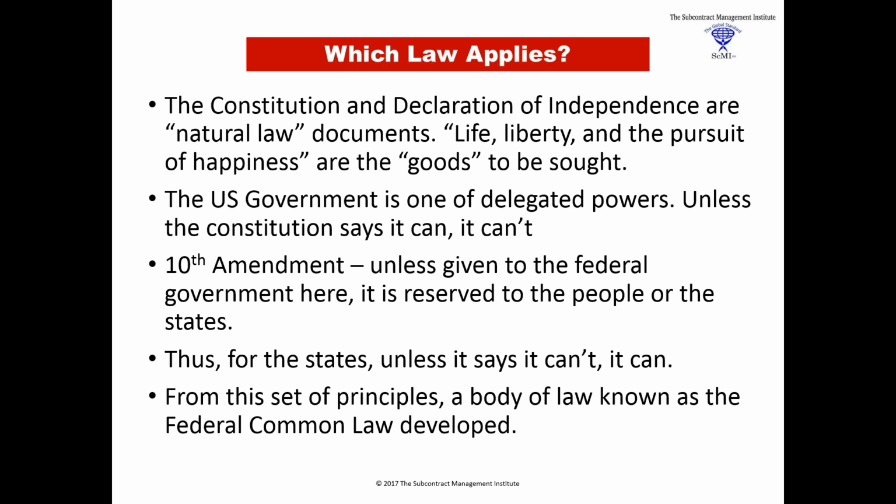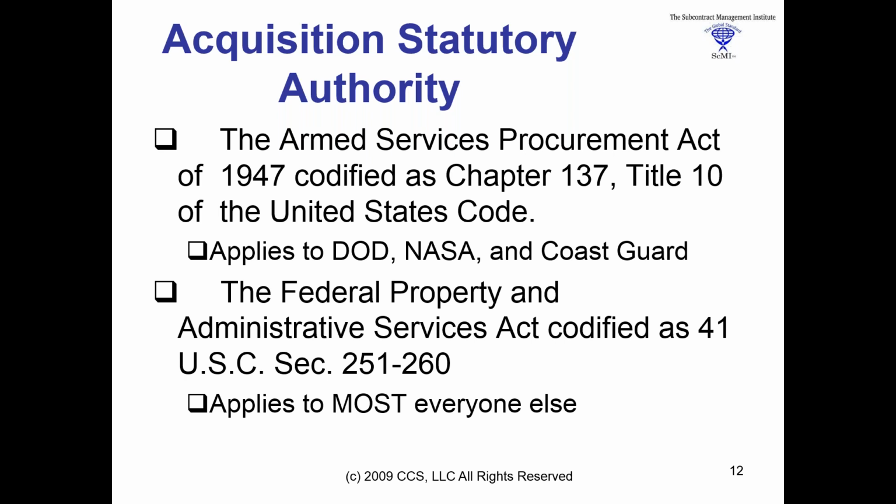But what's interesting about this is, as I say, the Constitution, unless it says the government can, it can't. For the states, unless something says it can't, it can. It's the opposite approach. And so from this set of principles, we have what's called the federal common law that evolves around how the government is established and how it effectively administers itself and the justice under the laws of the United States. So Congress has the power to make laws.